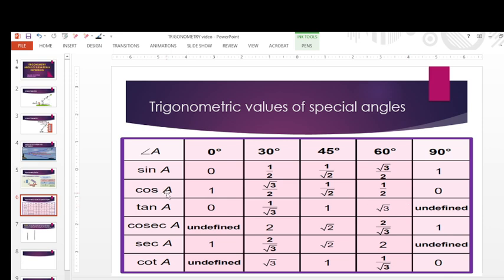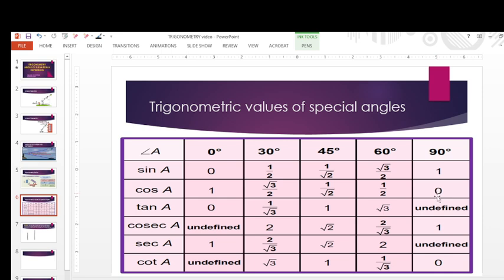Cos of 0 degrees is 1, it's the reverse of this, okay, you can see that it's reversed. And tangent, how will you find tangent? Divide both, sine upon cos. So 0 upon 1 is 0. When you divide these two, 1 by root 3 and these are the same, so on division you get 1. And tangent of 60 degrees is root 3.